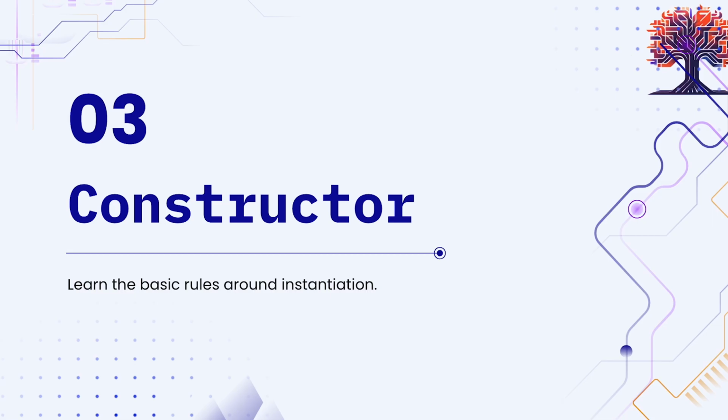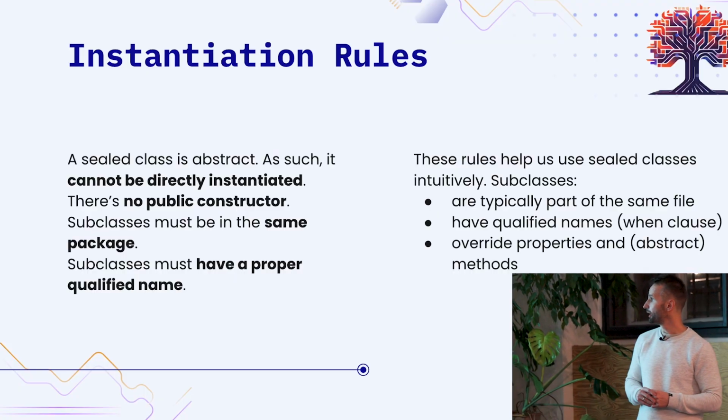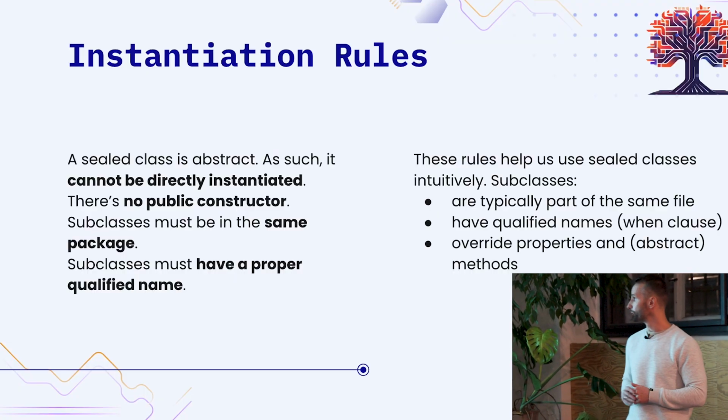Moving on, constructor and instantiation rules. This is going to be a brief highlight, but I just wanted to make it clear that sealed classes are abstract by their nature. You cannot instantiate them, because the whole concept is that you declare some sealed class and then you're supposed to deliver subtypes that implement it so that you can pattern match on them in a when clause, for example. So it's an abstract class, it cannot be directly instantiated, and there is no public constructor.